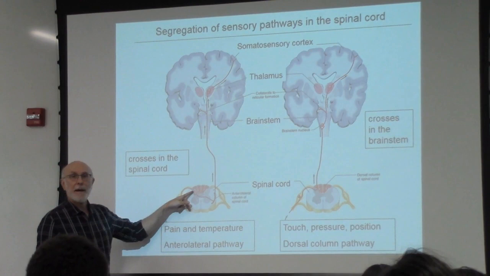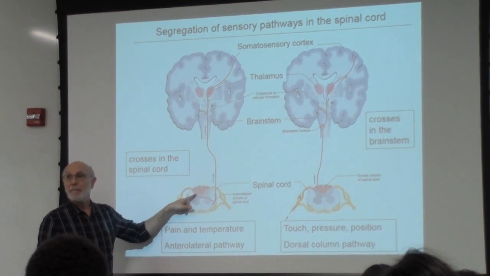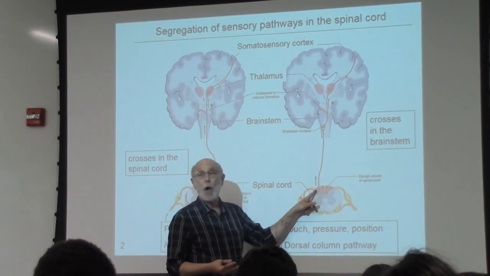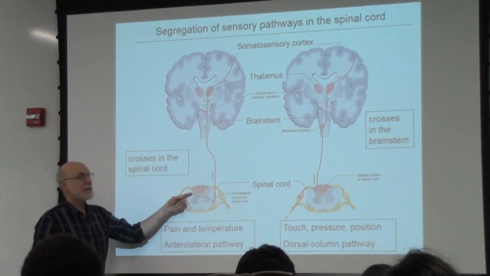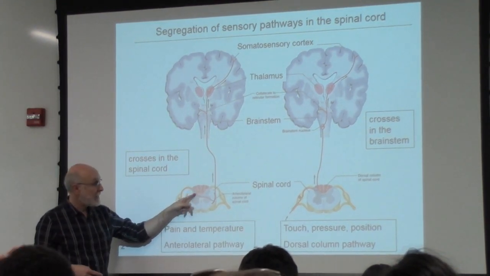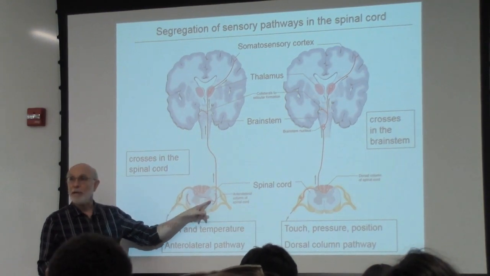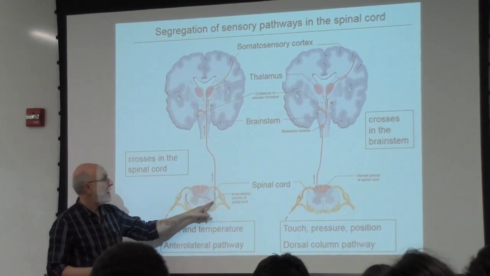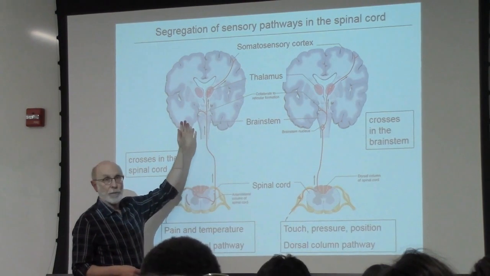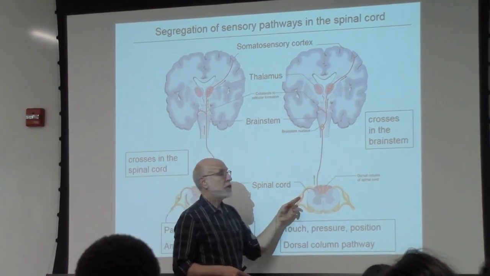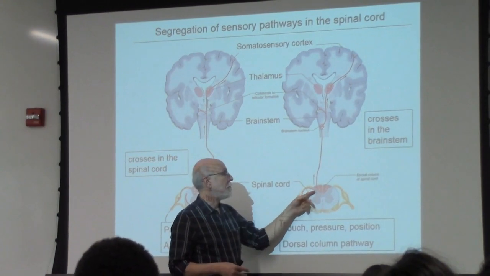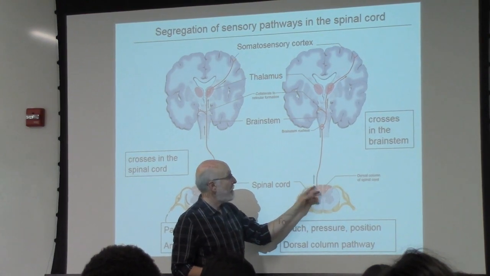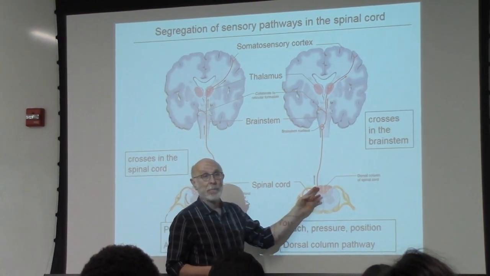Now the pain and temperature sensing neurons form a synapse, whereas the touch, pressure, and position sensing neurons don't. The pain sensing neurons form a synapse, and the axon from the secondary neuron crosses over the gray matter and then enters the anterolateral column to the brain. The touch, pressure, and position neurons don't synapse. They enter the gray matter, but then their axons immediately go up the white matter in the dorsal column.